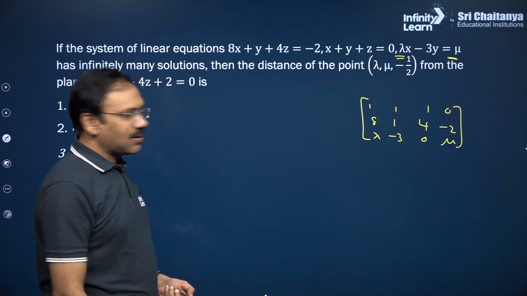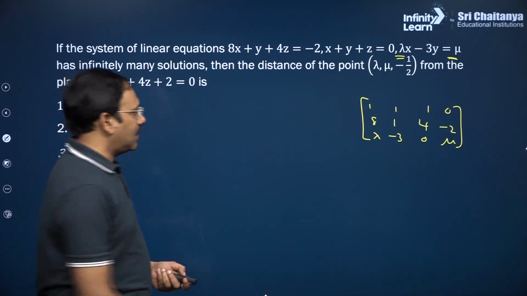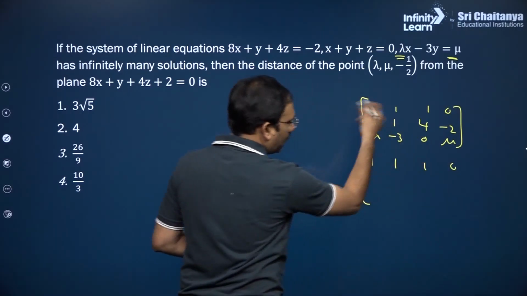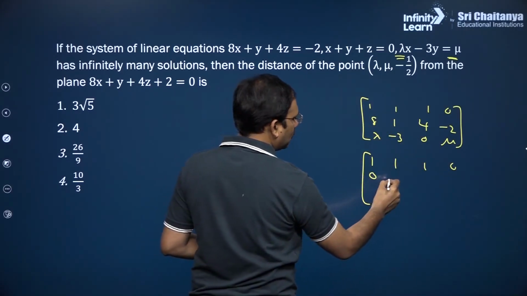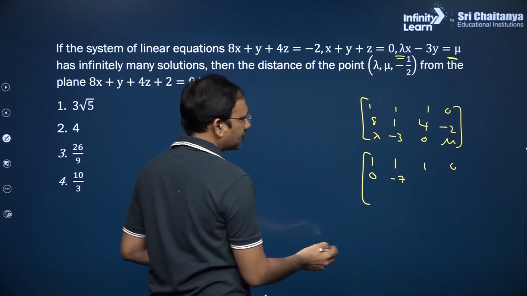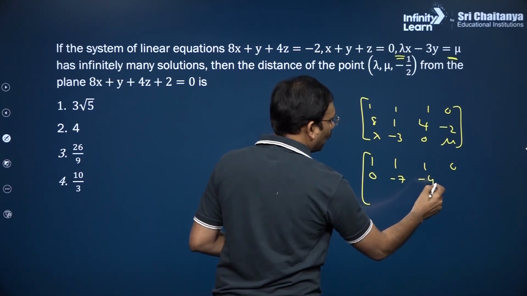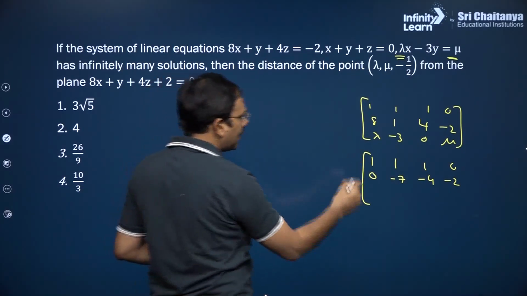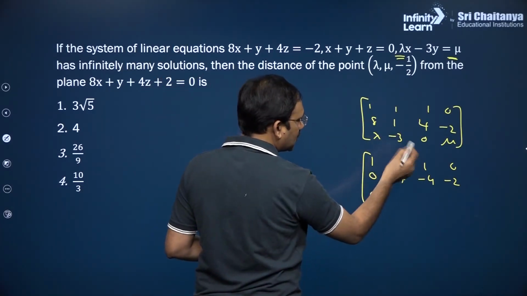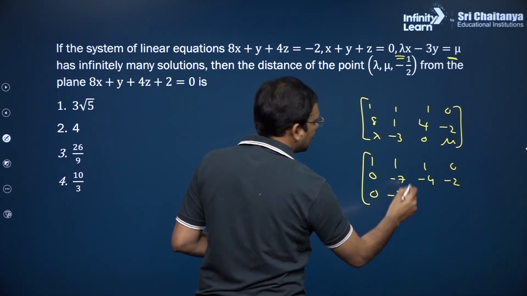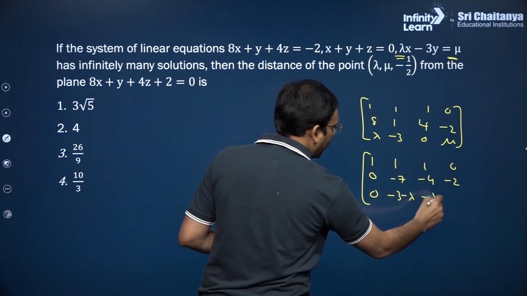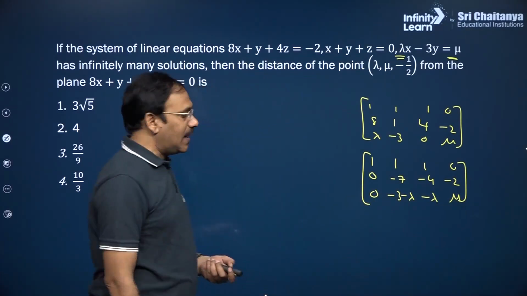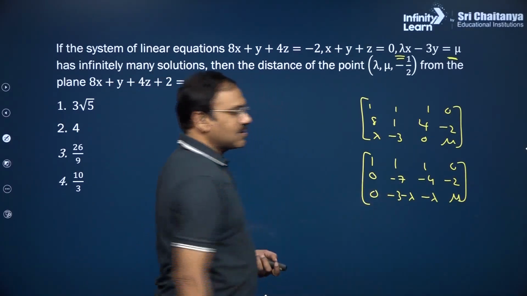So by rank method I try to make it like, you see, this is going to be 1 1 1 0. Multiply with 8 and subtract: 0, this is minus 7, this is minus 4, this is minus 2. And here multiply the first row with lambda and subtract: 0, this is minus 3 minus lambda, this is 0 minus lambda, this is mu itself, right? With the help of this, my dear friends, I want to make this 0.